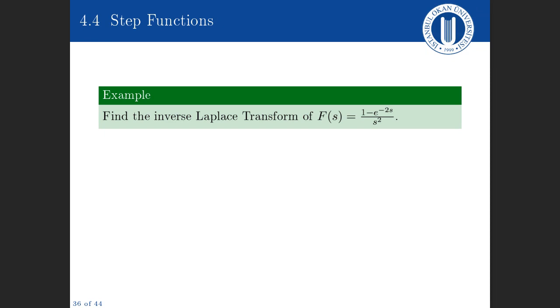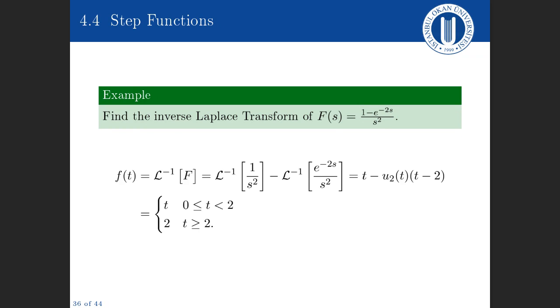Find the inverse Laplace transform of 1 minus e to the power minus 2s divided by s squared. We can split this up into two functions, 1 over s squared and e to the power minus 2s over s squared. Inverse Laplace transform of 1 over s squared, that's easy, that's just t.